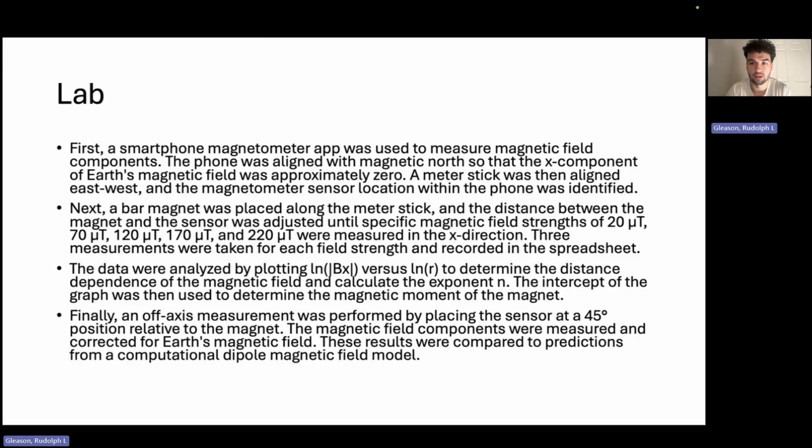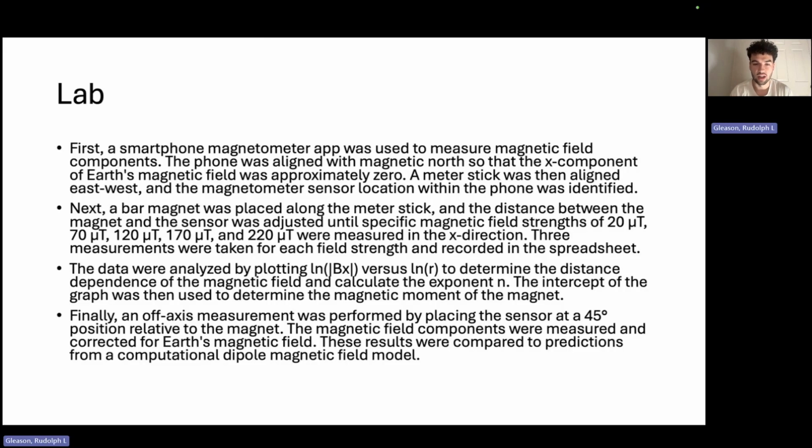was used to measure the magnetic field components. The phone was aligned to the north, so the X component of the Earth's magnetic field was approximately 0. A meter stick was then aligned east to west, and then the magnetometer sensor location on the phone was identified. Next, a bar magnet was placed along the meter stick and the distance between the magnet and the sensor was adjusted until the magnetic field strength was these 5 right here, which were measured in the X direction. 3 measurements were taken at each field strength and recorded on the spreadsheet.